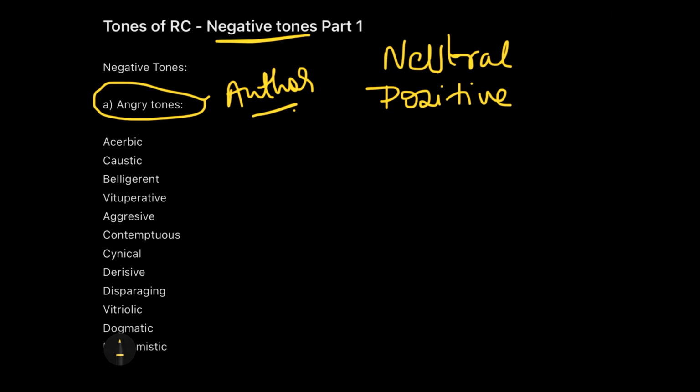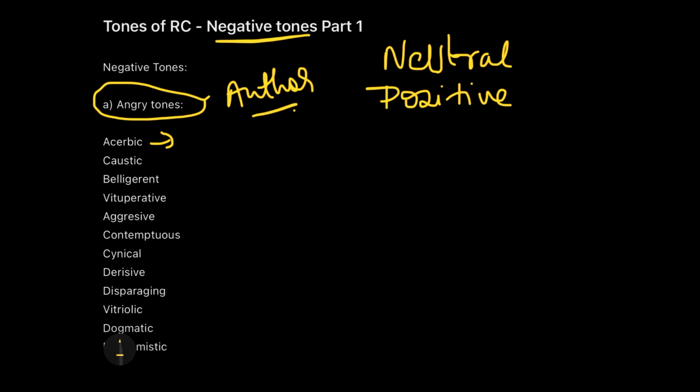So don't worry about the different words. Someone might come up and say, make a video on 100 tones of RCs. Well, that is possible. Why? Because if you know the meaning of acerbic, all the synonyms of acerbic will actually mean harsh only, severe only. So if you consider that harsh and severe will also be a tone, then yes, you can get 100 vocab words or 100 tones in the RCs. But generally, I'll be telling you these are some important negative tones, and these are some important terms which you can get in your RCs to decide the tone.